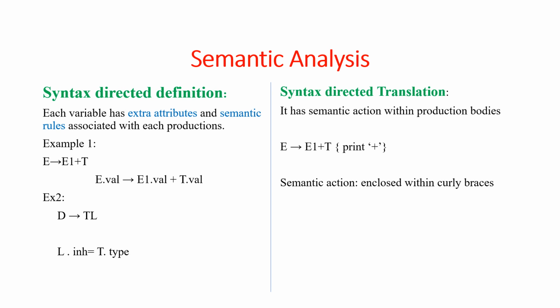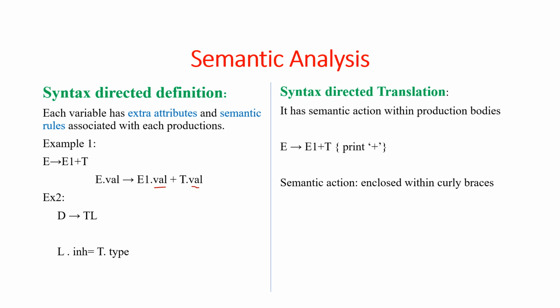So let us take some examples. E tends to E1 plus T. Here this E1 we are differentiating from the head, and E.val tends to E1.val plus T.val. This is attributes. Dot val is the attribute.